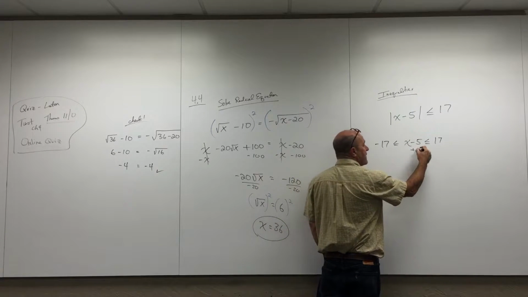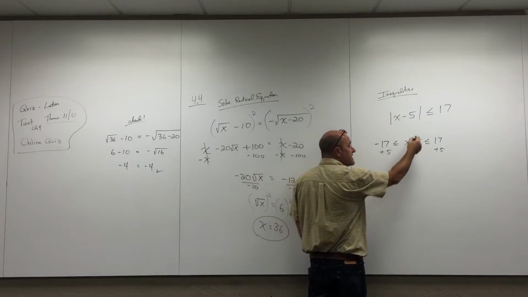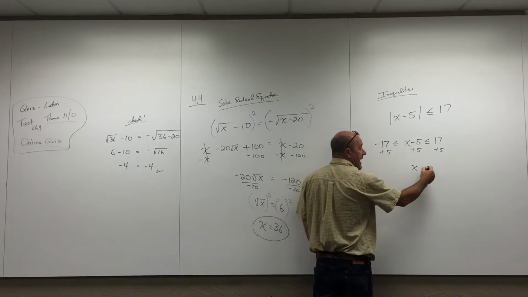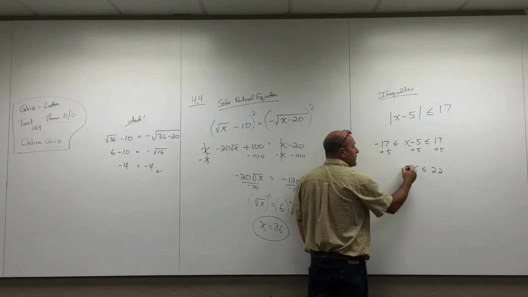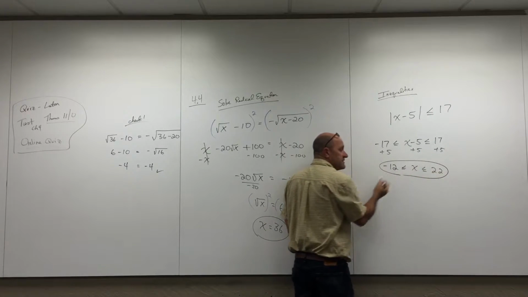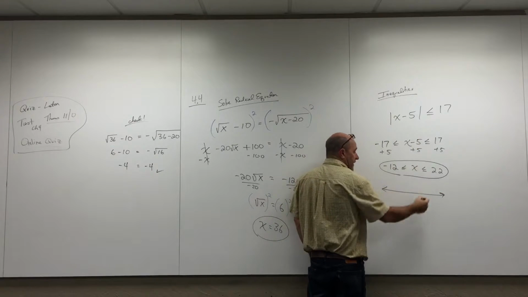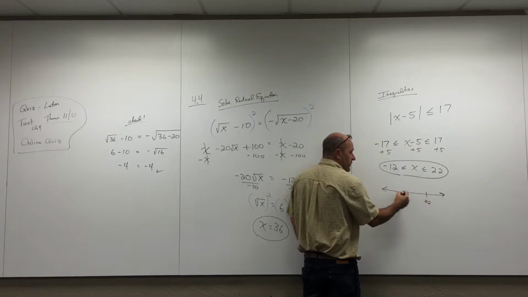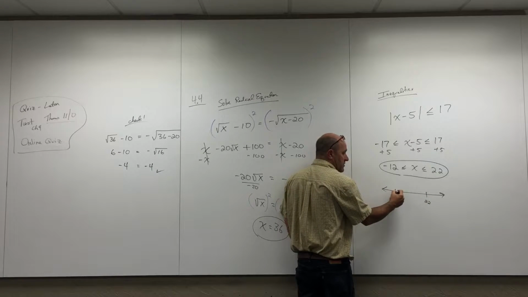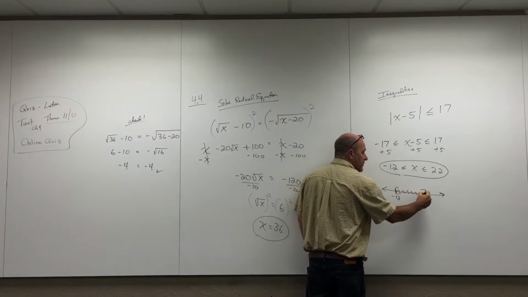You would add 5 to all 3 sides to solve for x. That leaves x in the middle by itself. This is 22 and this is negative 12, I guess. And that's the answer. On a number line, the answer is between 22 and negative 12. It's a lot of numbers. It's all the numbers in between negative 12 and 22.